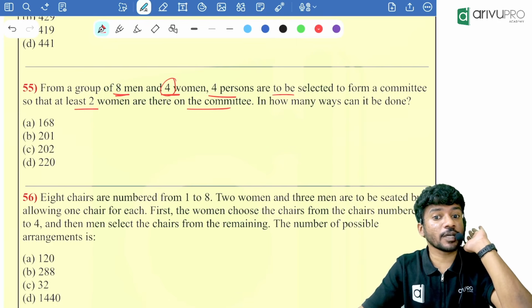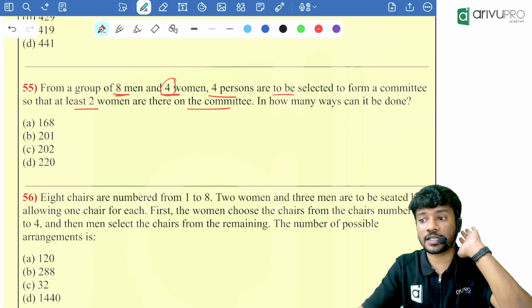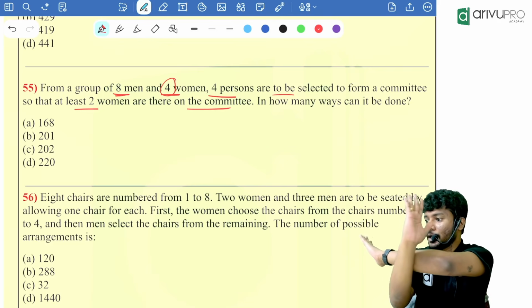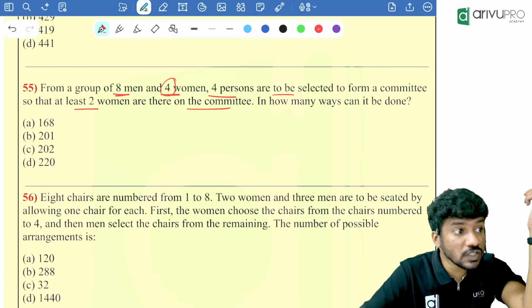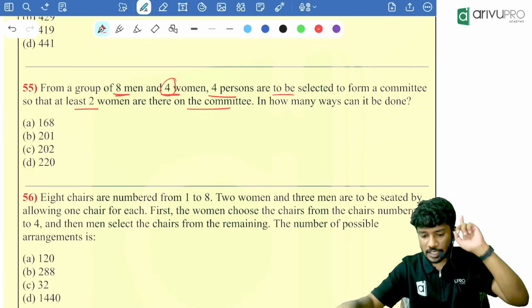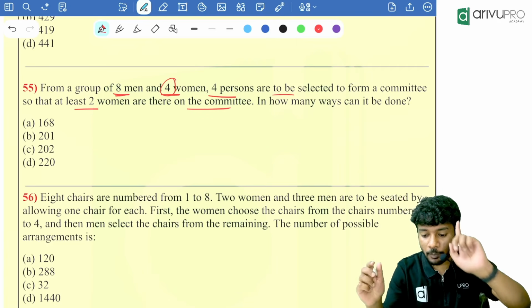Whenever "or" comes into the picture, you will do plus. Whenever "or" is there, we will put the plus sign. Whenever "and" is there, you will put what? Multiplication, or "into". Now, I am taking you to the possibilities.